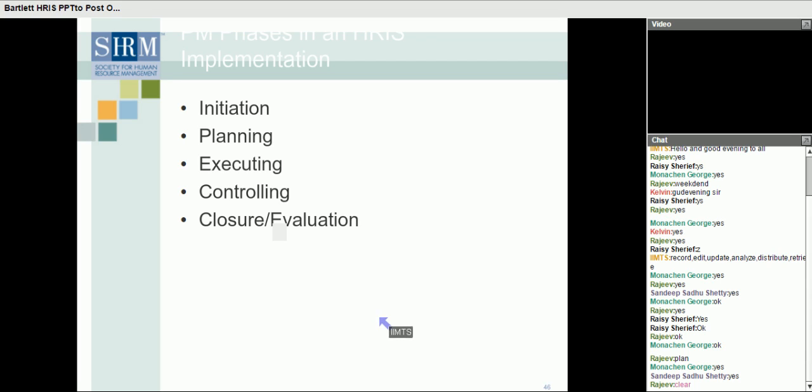Then performance review. From time to time you need to set up some milestones in between the project so as to monitor how far the project has reached.